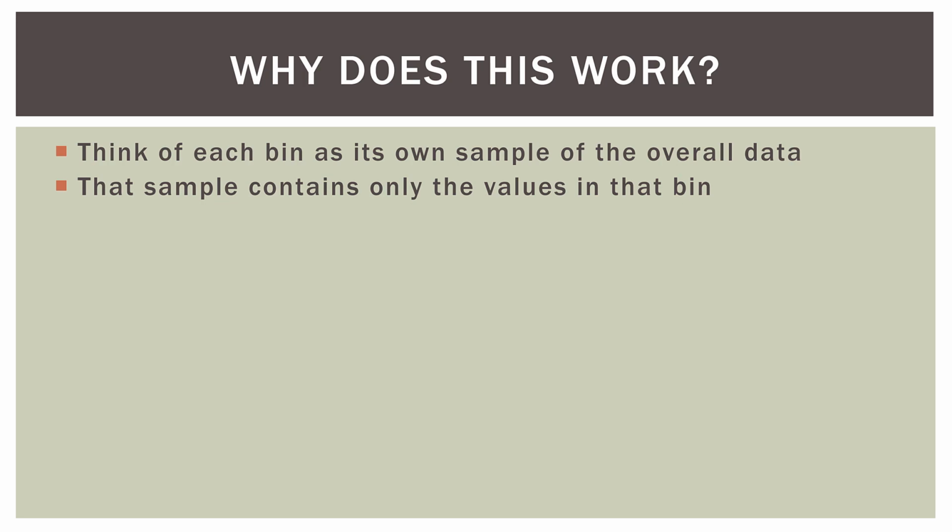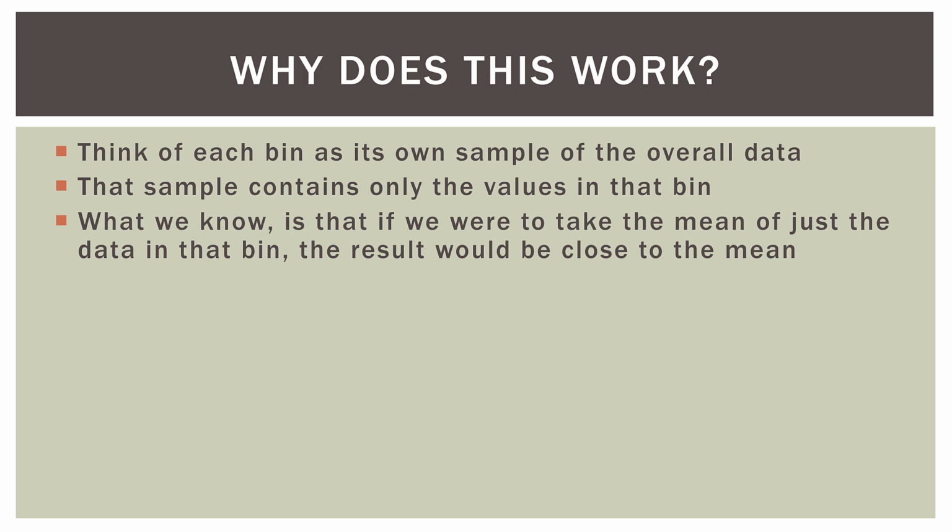If I recall correctly, remember the first bin from $20,000 to $30,000, we had 30 observations or 30 individuals. Think of that as its own little sample. What we know is that if we were to take the mean of just the data in that bin, of just those 30 observations, again, we don't have the original data. Well, we do, but we didn't have the original data. If we took the mean of that, the result would be close to the mean or the middle of that bin. And this is very important. It's a very important thing to understand in statistics.